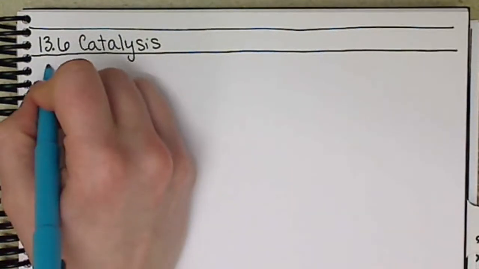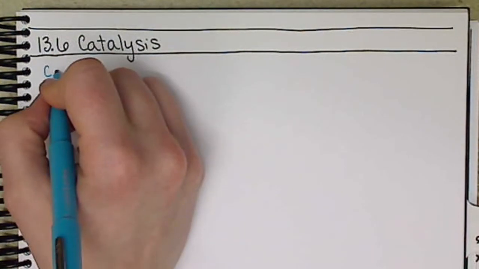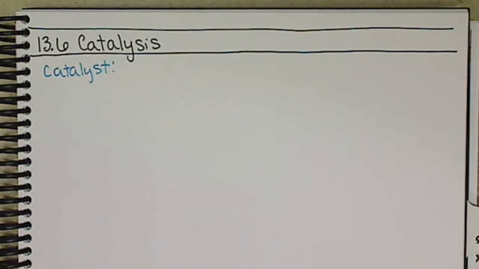Last section for chapter 13 looks at catalysis, so talking about a catalyst. Catalyst we've kind of talked about on Tuesday, but a catalyst is something that's going to be present in the reaction both in the start and in the end. And the purpose of a catalyst is to increase the rate of our reaction by lowering the energy of activation. So it actually provides a different pathway for the reaction to take.